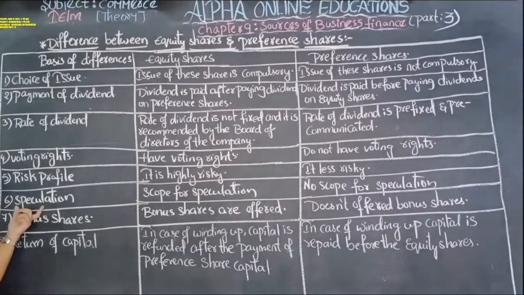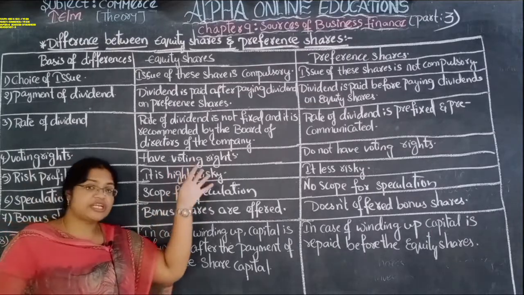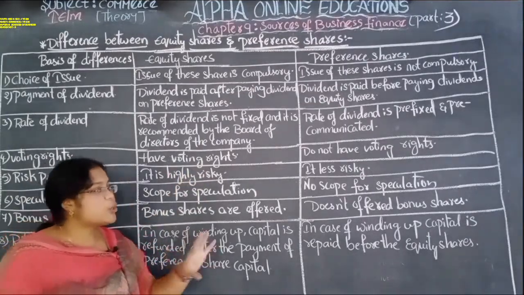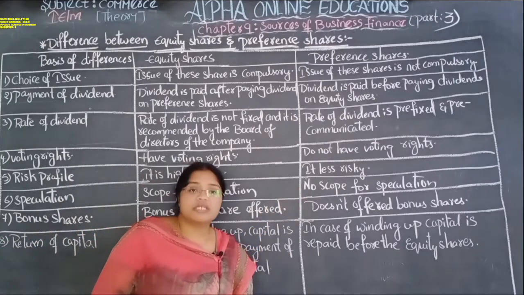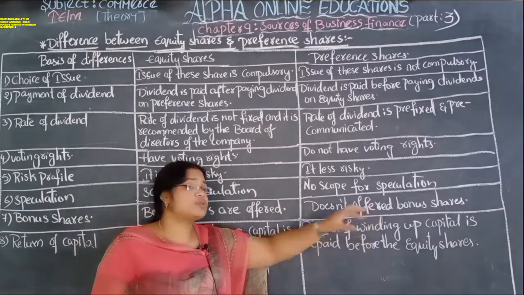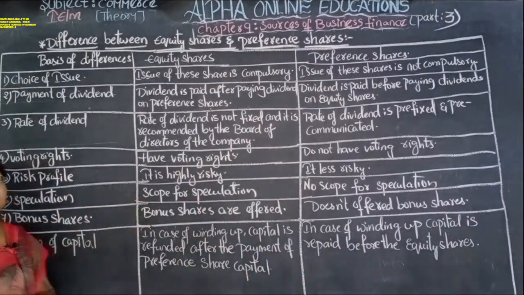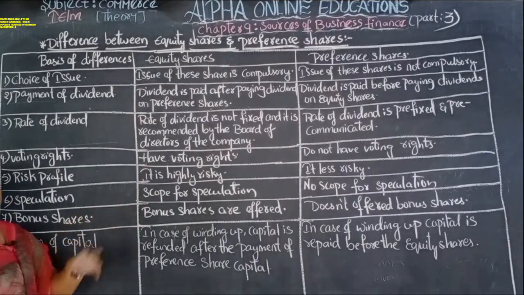Next one is speculation. Speculation means investing in certain assets, knowing that there is a risk while investing in them. So there is a scope for speculation in equity shares, but there is no scope for speculation in preference shares, because the preference shareholders do not want to take the risk, but the equity shareholders want to take the risk and profit.